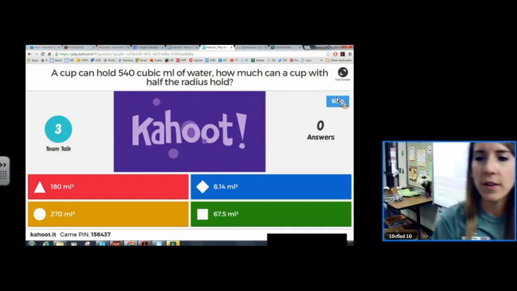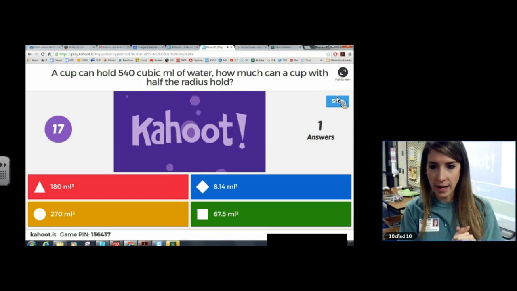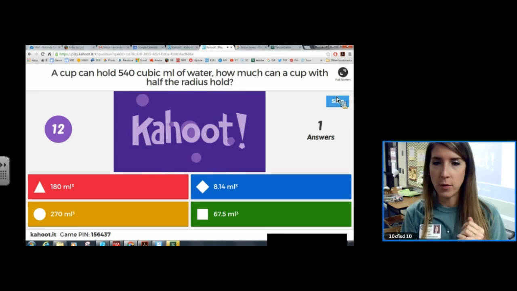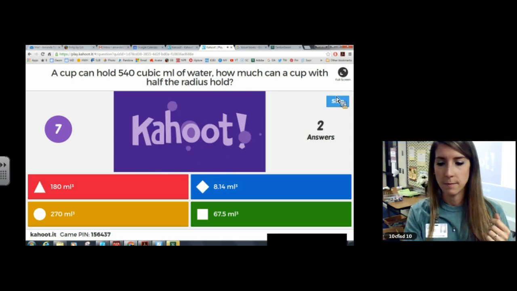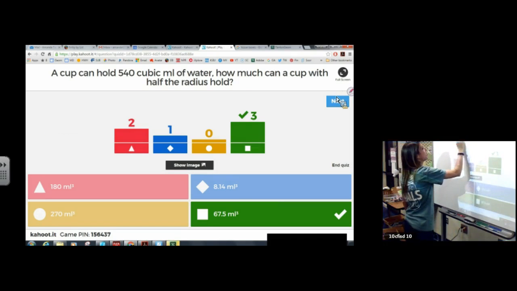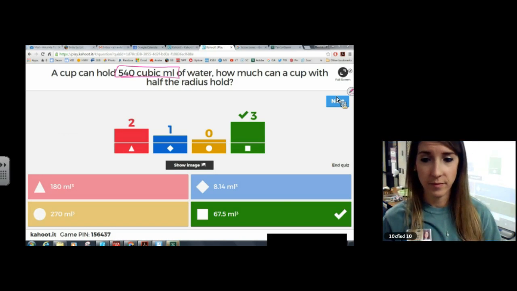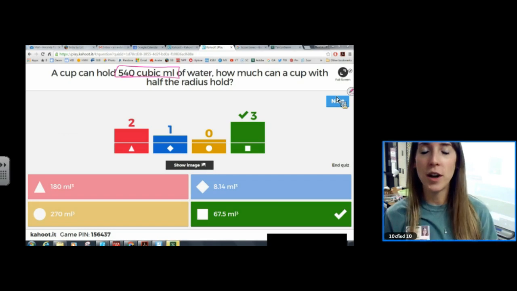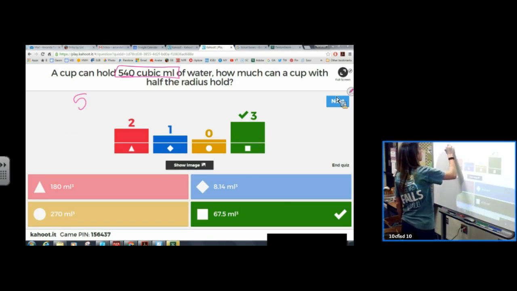A cup can hold 540 cubic milliliters of water. How much can a cup with half the radius hold? 540 cubic milliliters of water, half the radius. Okay, not enough time, I'm sorry. Okay, 540 cubic milliliters. What does that imply? What dimension are we in? If you hear the word cubic, you are automatically 3D. Good. You're automatically volume. So this is a volume.